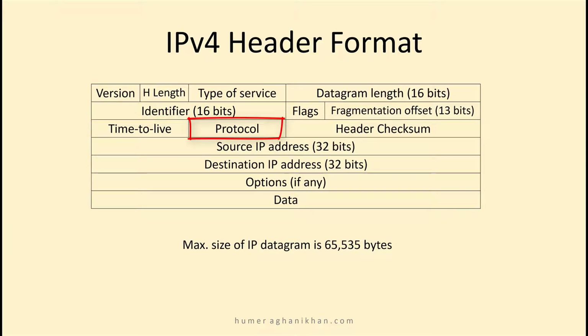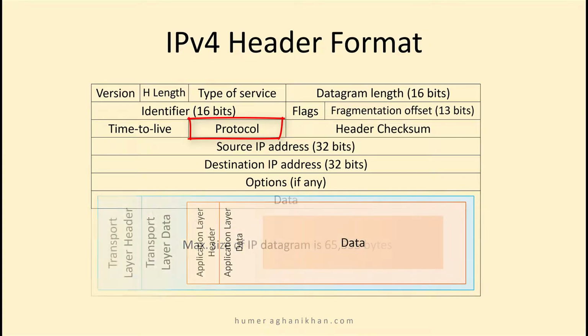Protocol field. This field is typically used only when an IP datagram reaches its final destination. The value of this field specifies which transport layer segment is in the data portion of the datagram. For example, if this field carries value 6, it means the transport layer segment is composed of the TCP protocol. While if its value is 17, it means the transport layer segment is composed of the UDP protocol.